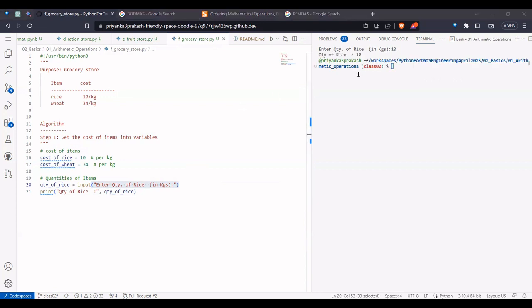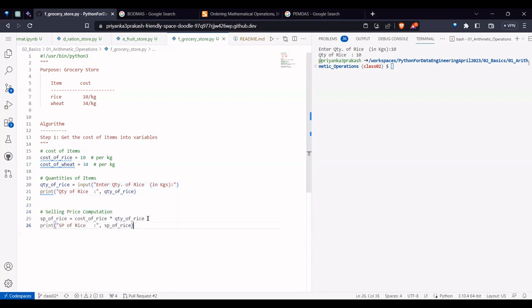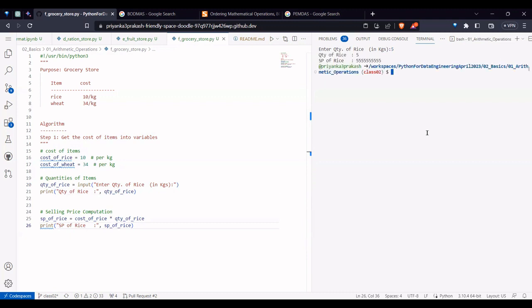Fine. After getting the quantity of rice, similarly, I need to get the quantity of wheat also, but I will tell that shortly afterwards. Let's compute the selling price of this rice. How do you compute the selling price? You get the value: cost into quantity, right? That's how we get it. I execute right now. It is asking how much rice you want. This time I say I just want 5 kgs of rice.